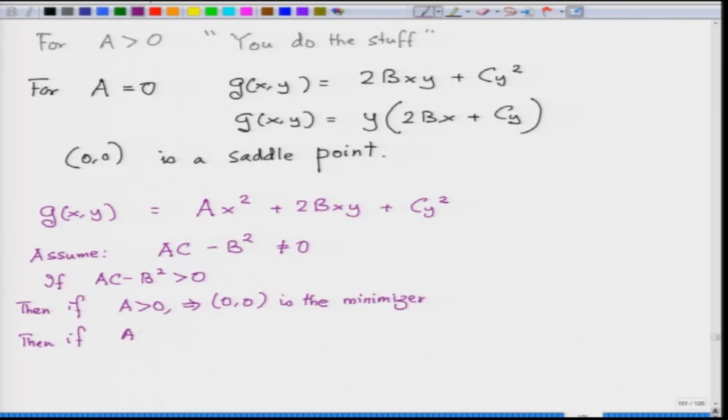Then if A is strictly less than 0, basically if this happens and this happens, then 0 0 is the global maximizer of the quadratic function. Please understand, this is not local, these are global. So, whatever is the global maximizer or minimizer of the quadratic function is the local maximizer or minimizer of the original function.